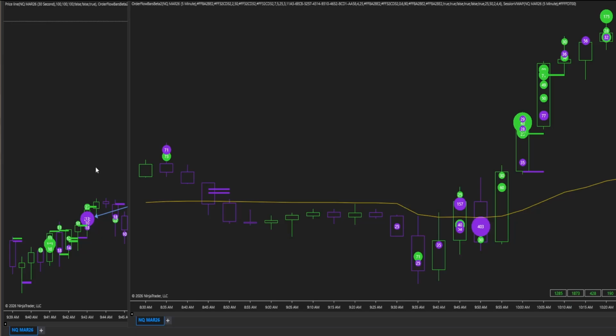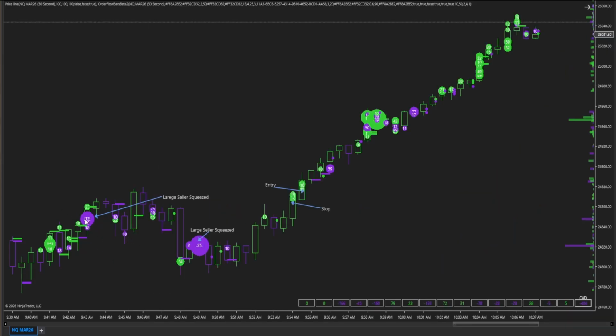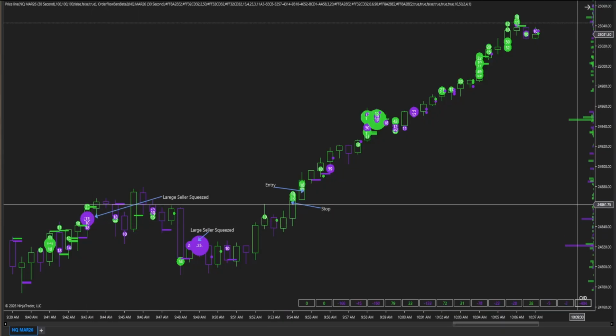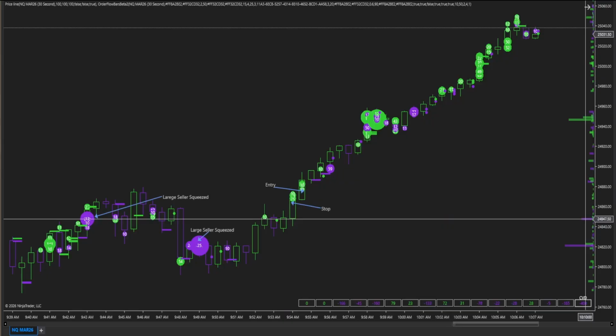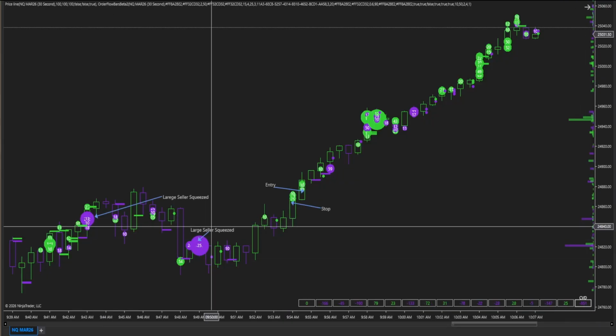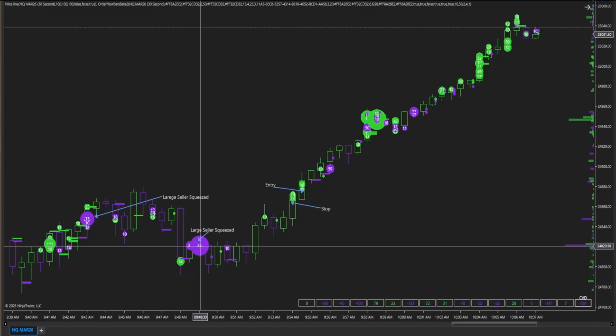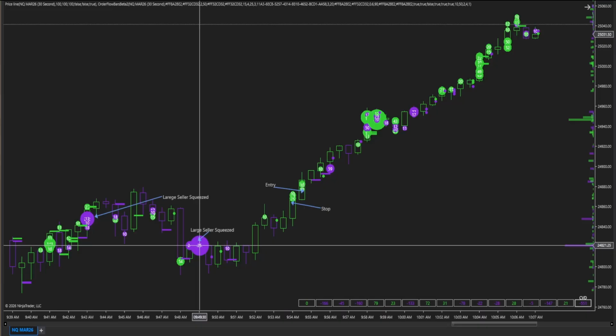That was the 157 lot, right up in this area. And as you can see right here, there's a large sell volume on the bubble profile. And then we had a really large seller, about 400, but there were 400 contracts around that area.